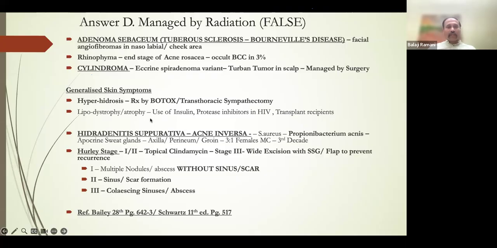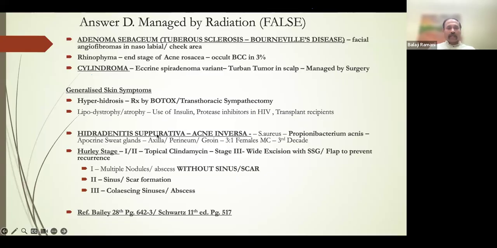Then lipodystrophy, lipohypertrophy and atrophy, these are common with insulin injections, use of HIV protease inhibitors, and transplant recipients. All these patients can have lipohypertrophy or lipodystrophy. I'm again sure that we have a picture somewhere in Bailey or in Sebastian. So that picture you can have it, because that can be one of the image based questions.